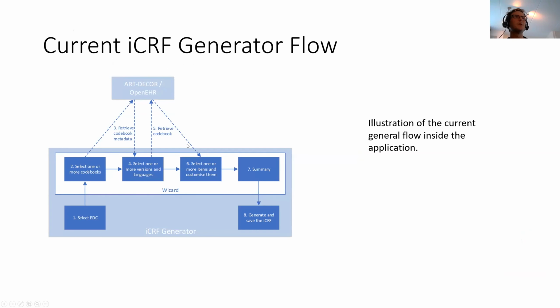So before we head to the demo, this is the basic flow of the iCRF generator. First, you select an EDC. This then starts the wizard interface, where you select one or more codebooks. The program then communicates with either OpenEHR or ART-DECOR to retrieve some metadata. This then allows the user to select versions and languages of the codebooks. Once that has been done, codebooks are retrieved.